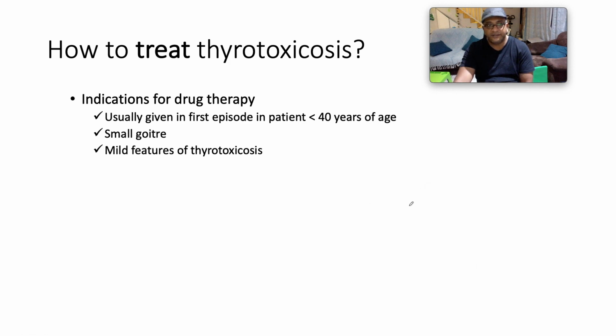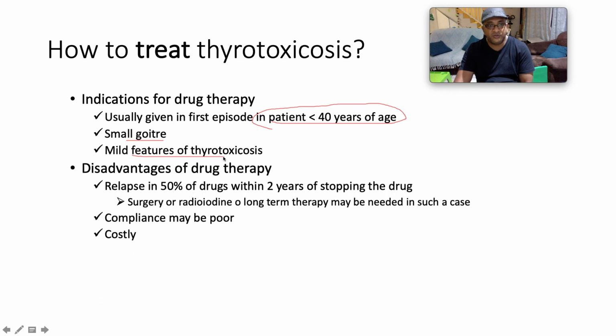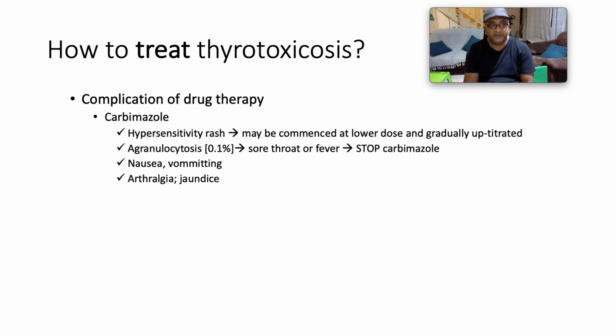Okay, what are the indications for drug therapy? Nice to ask. It's usually given in the first episode in a patient who is below 40 years of age, if you have a small goiter, and if there are only mild features of thyrotoxicosis. The disadvantages of drug therapy is that there's relapse in 50% within 2 years of stopping the drug. In this case, you might want to opt for surgery or radioiodine therapy. Compliance may be poor, and remember, drugs are quite costly, all right?